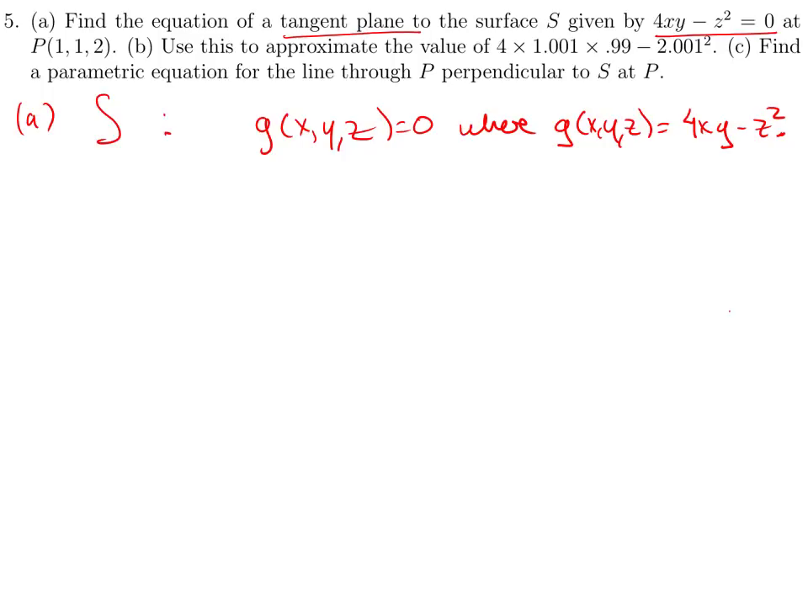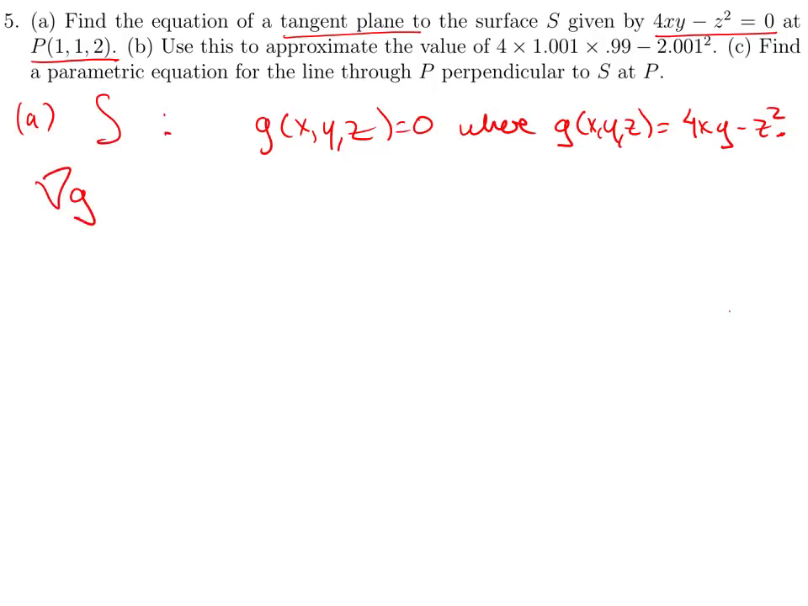So to find a tangent plane, we need 2 things. We need a normal vector and a point. We already have the point. We're told to find a tangent plane at this point 1, 1, 2. So all we need to do is find the normal vector. And the fact that we've used many times already, that we're going to use again, is that the normal vector to a level surface at a point is given by the gradient.